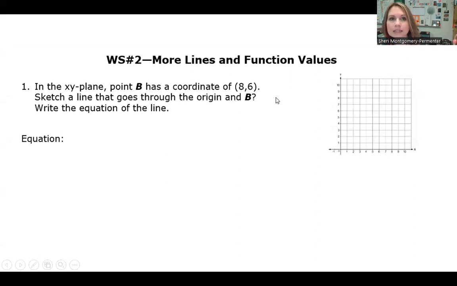So on the front, it says in the XY plane, point B has a coordinate of (8, 6). Sketch a line that goes through the origin and point B, and then we need to write the equation of that line. Okay, so the first thing we're going to do is go plot that point. So I want you to plot the point on your paper. We've been doing mystery graph after mystery graph to get good at plotting points. So plot it on your paper and then look up and make sure you got the right point. Go plot that point, (8, 6).